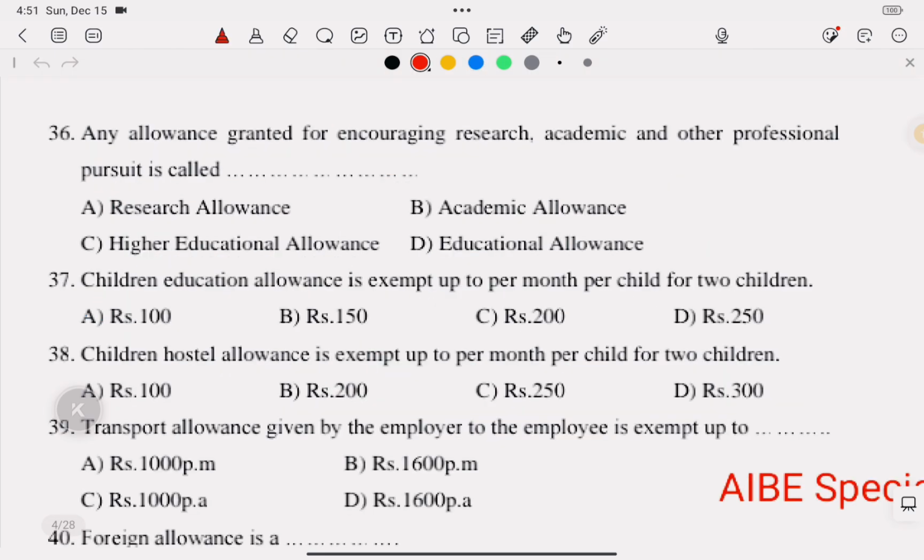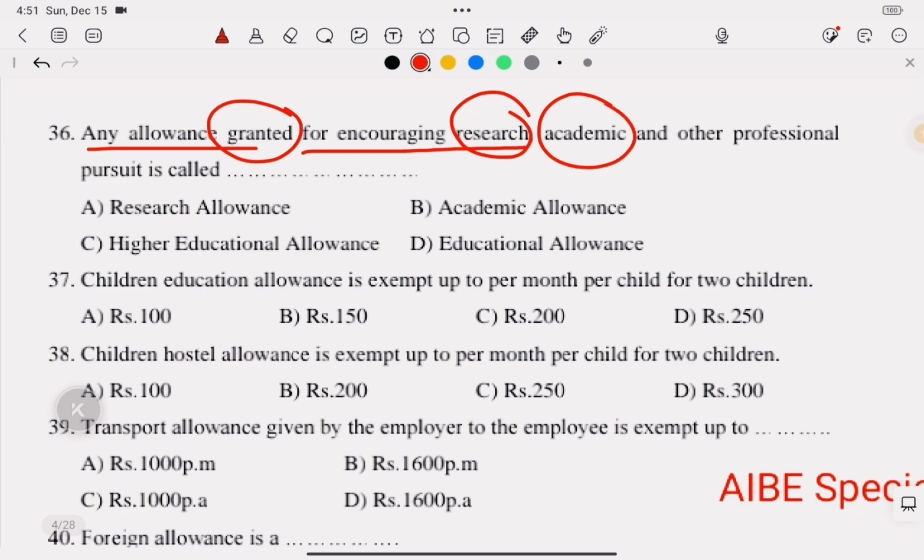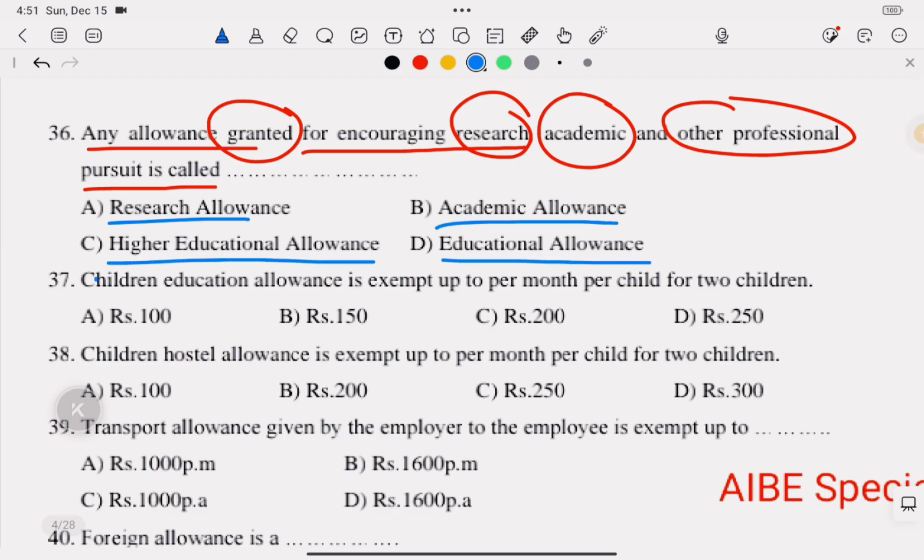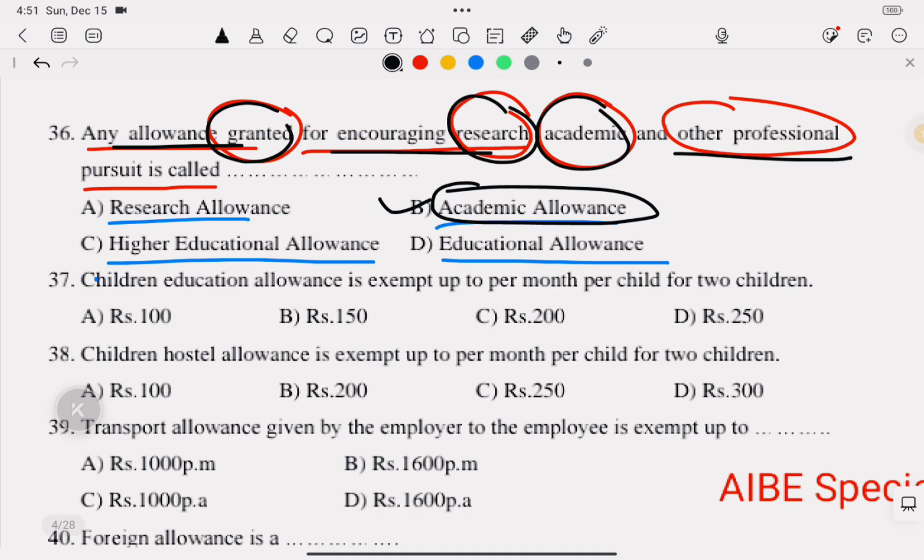The next question is, any allowance granted for encouraging research, academic, and other professional pursuit is called. Let's see the options. Options are research allowance, academic allowance, higher education allowance, and educational allowance. So in this case the correct option would be option B, that means academic allowance. So in this case the correct option would be option B. Okay, so now moving to next question.